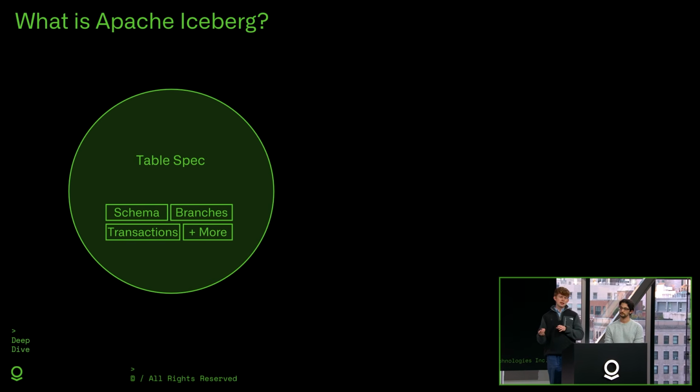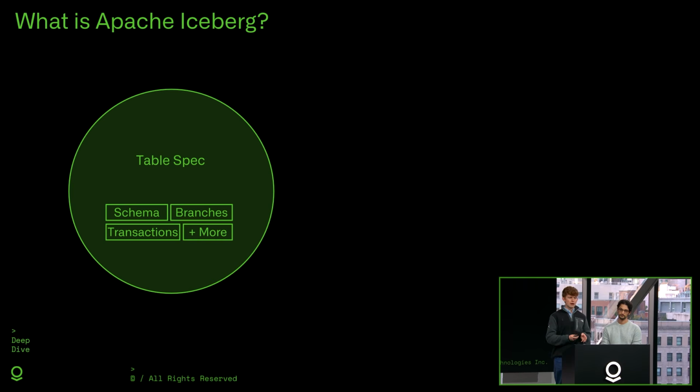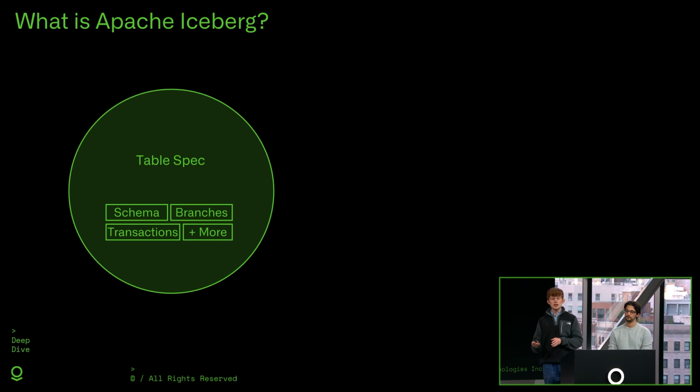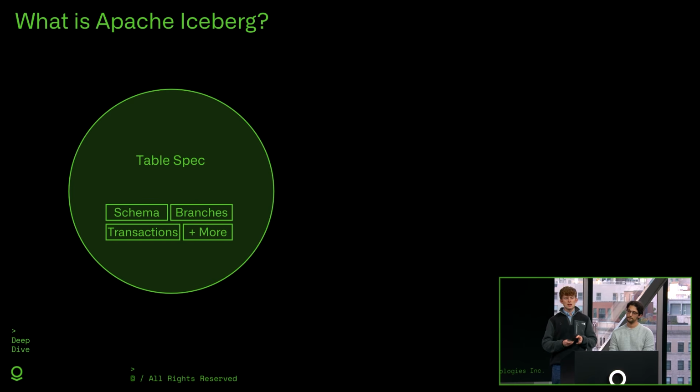Traditionally, these things have been managed with a proprietary system in Foundry. The innovation of Iceberg is to do it in a standardized and open way. This makes your data completely portable and interoperable between different platforms and compute engines.